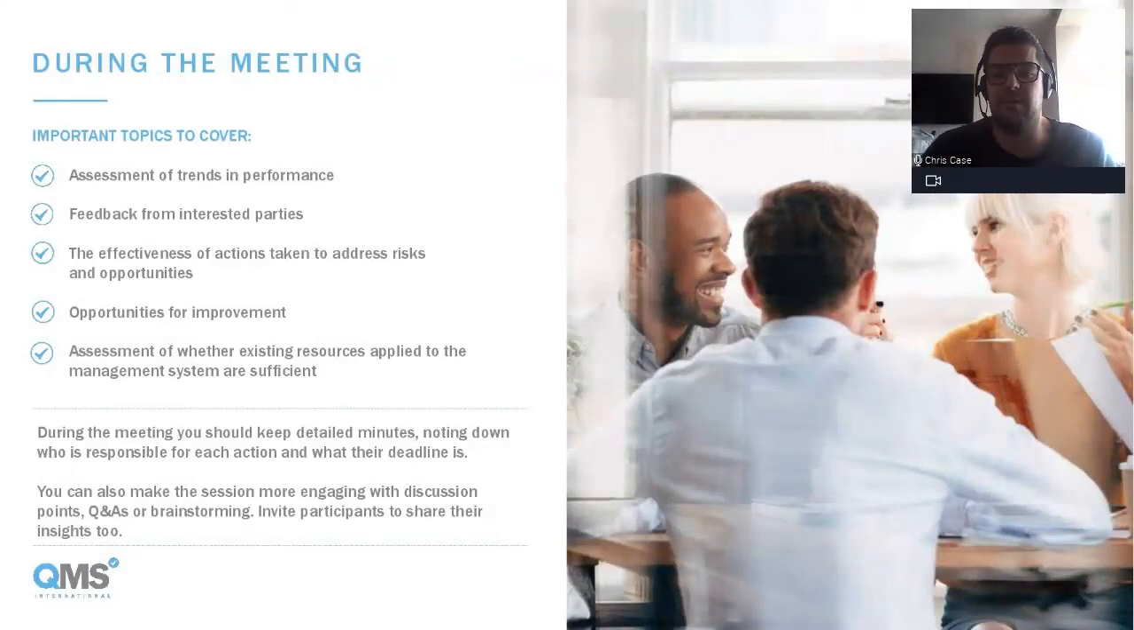Right. So during the meeting, it's assessing the trends of performance. I think I've spoken about this already, that we're looking at the trend data for the year. We're looking at how many non-conformances are being raised this year. We're looking at, is it always coming from one customer?